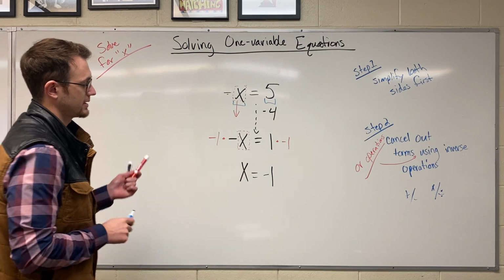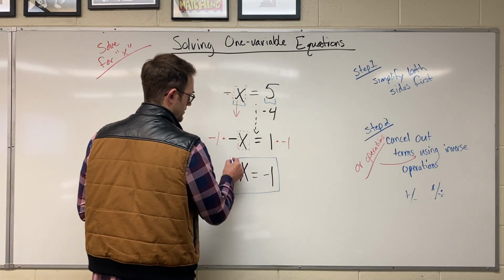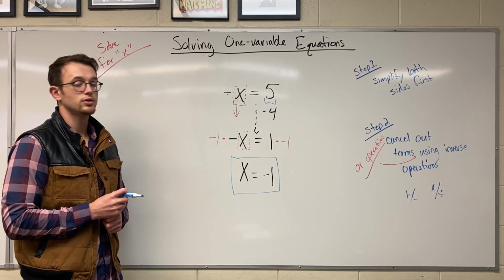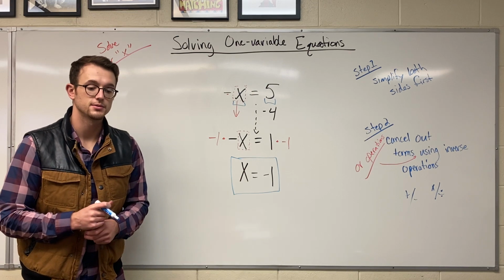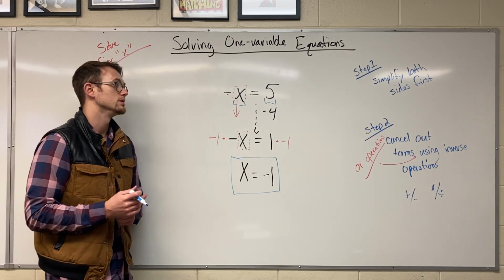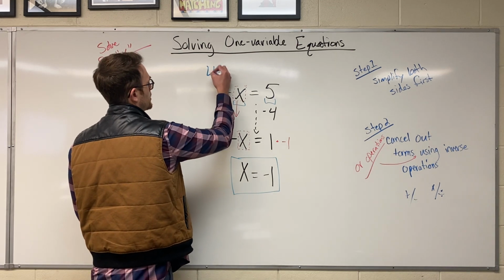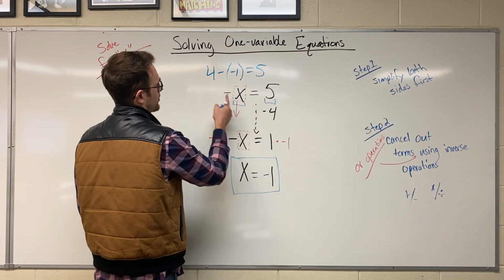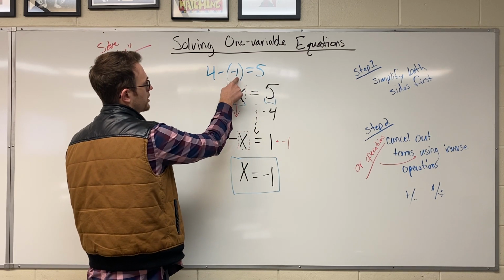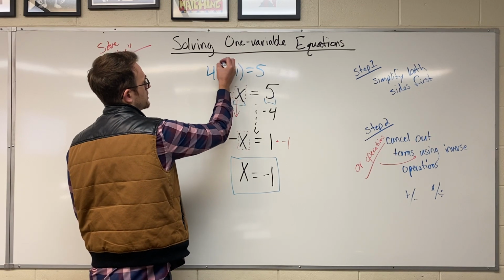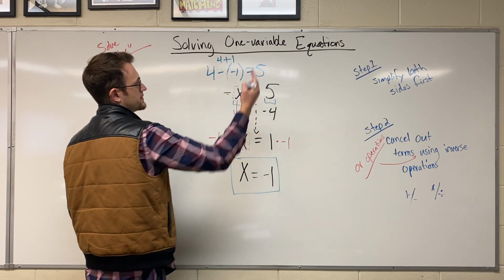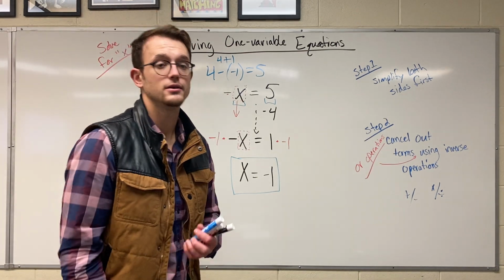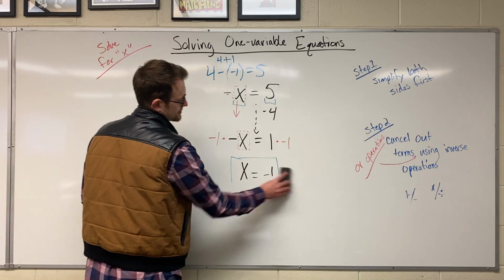So my final answer is x equals -1. Now, you can double check, and I suggest you guys double check, especially if you're taking a test, and I haven't double checked on the other ones. But if I originally had 4 minus x, and I put in -1, well, 4 minus negative 1, so double negative means plus. So 4 plus 1, well, 4 plus 1 is 5. All right, it works. So if you ever think your answer might be a little iffy, double check it.